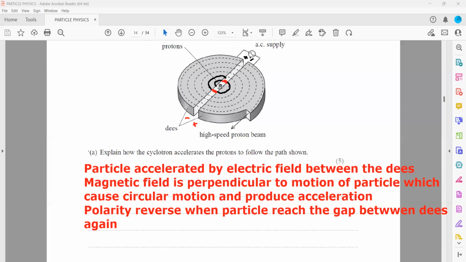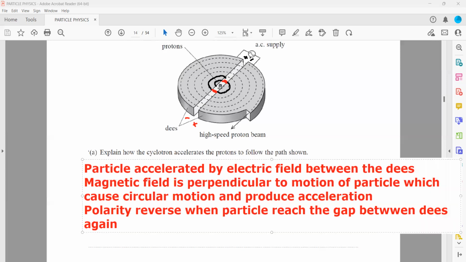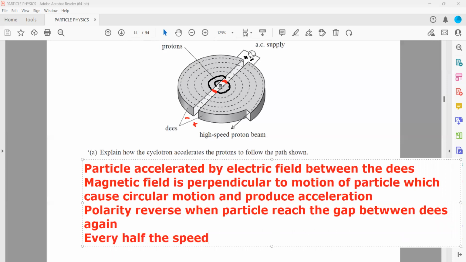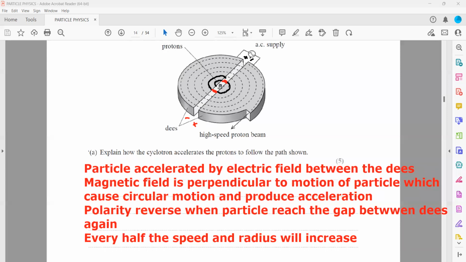Then every half cycle, what will happen? The radius of the path will increase as it will have a greater speed or momentum or energy. So as you can see, that is why the path is changing. So after every half cycle, the speed and the radius will increase. So these are the 5 marks, the 5 points you should include whenever you're explaining the idea about the cyclotron.